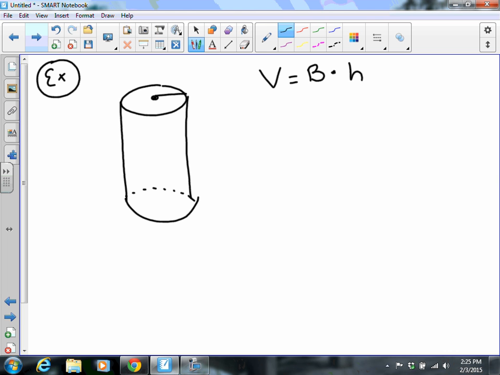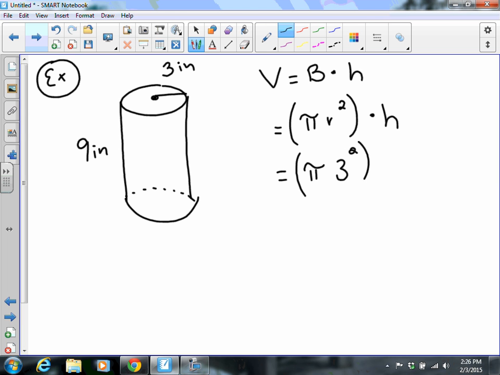In this picture, my radius is going to be 3 inches. My height is going to be 9 inches. So I just got to plug it right into my formula. Area of a circle is pi r squared, times my height on the outside. So I have pi times 3 squared times 9. So I reduce that down, I get 9 pi times 9, which is then 81 pi inches cubed.